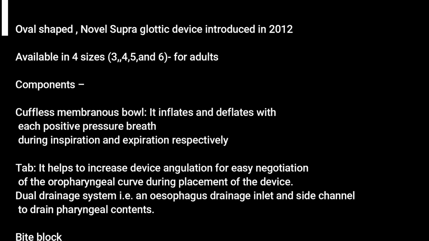Bhaskar Mask. It's an oval-shaped novel supraglottic device introduced in 2012. It's available in 4 sizes: 3, 4, 5 and 6 for adults. It has components such as a cuffless membranous bowl, which inflates and deflates with each positive pressure breath during inspiration and expiration respectively.